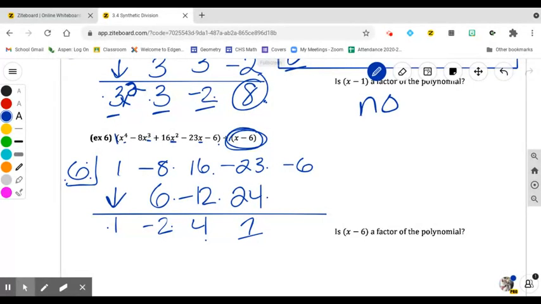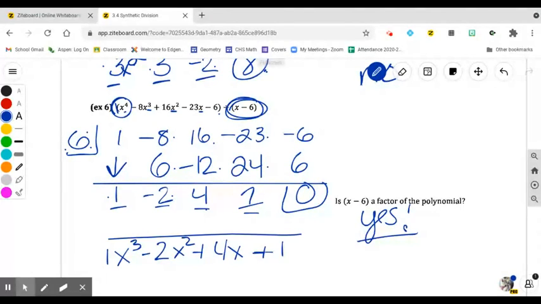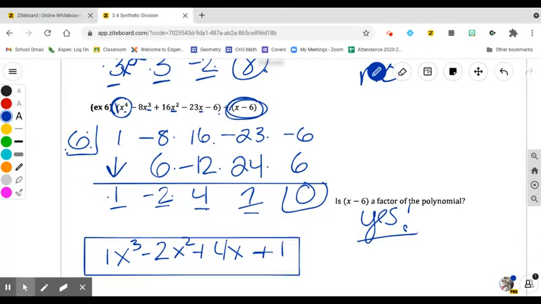6 times 1 is 6. Negative 6 plus 6 is 0. So this one, yes, it is a factor because the remainder is 0. And now we can write our answer. Since the highest one was a 4 here, for my answer, the highest is going to be a 3. I'm going to write it underneath. So we have 1x to the third minus 2x squared. Remember, these numbers are coming from here. Plus 4x plus 1. And there's no remainder, so we just leave it at that.